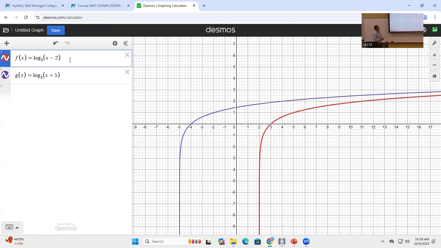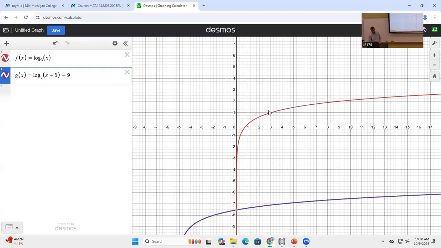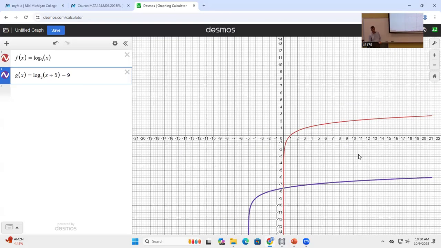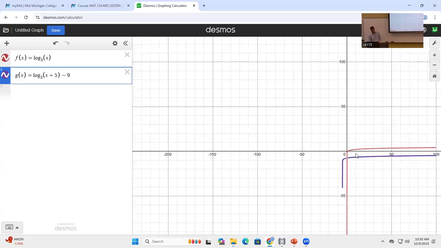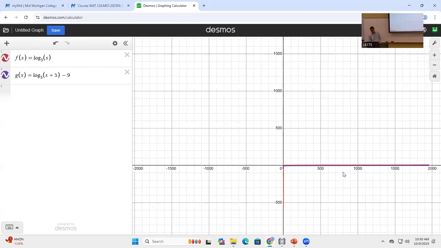So these logarithmic functions often won't have a y-intercept, but they will have an x-intercept. Even if we've shifted down like 9 units, we will eventually have an x-intercept. It's just going to be way, way out there. Does that make sense? You have to go way, way, way out.